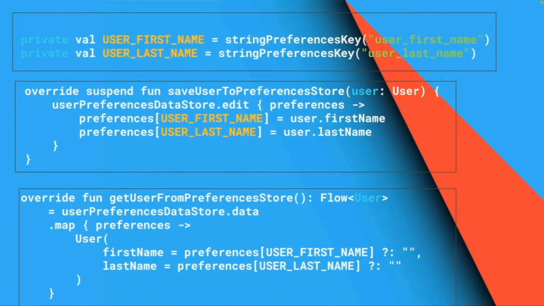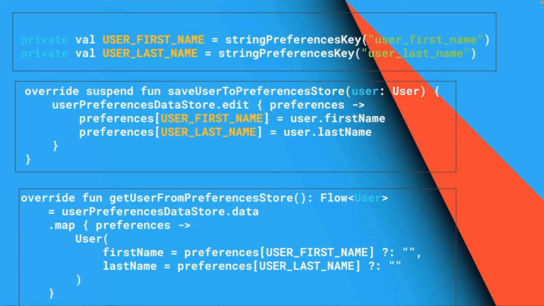Next, we define the keys for the data and the values that we want to store. So let's go back to our saving user's first and last name example. Here, we define the keys using the preferences key for string, integer, etc.